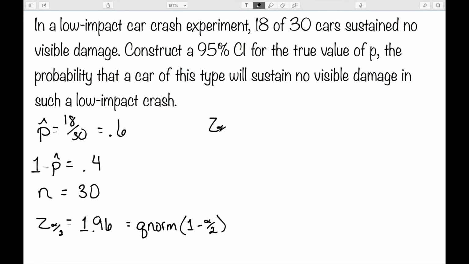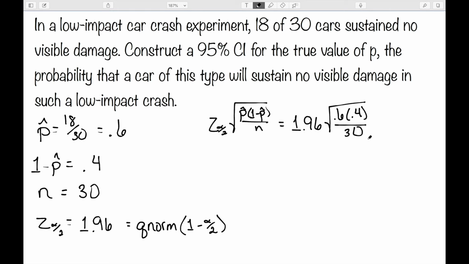So I'm now going to do z alpha over 2 times the square root of p hat times 1 minus p hat over n. So this will be 1.96 times the square root of 0.6 times 0.4 over 30. And that works out to be approximately 0.175.